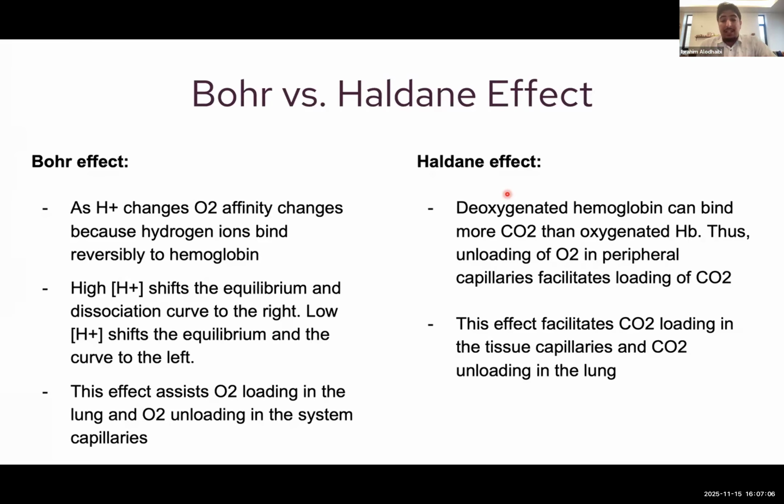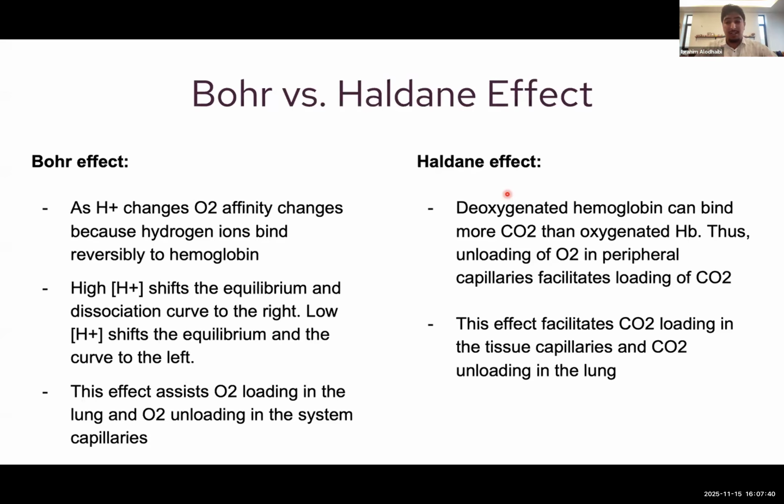The Haldane effect is discussing CO2 instead of hydrogen. So deoxygenated hemoglobin, meaning hemoglobin after it has unloaded all of its oxygen or before it has loaded any oxygen, can bind more carbon dioxide than oxygenated hemoglobin can. So thus, the unloading of O2 in peripheral capillaries. When the hemoglobin gets rid of its oxygen, it is able to facilitate the loading of carbon dioxide. This effect facilitates CO2 loading in the tissue capillaries and unloading in the lungs.